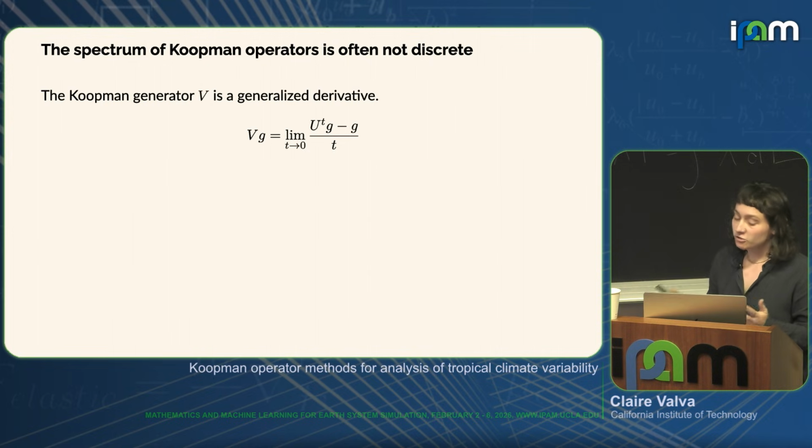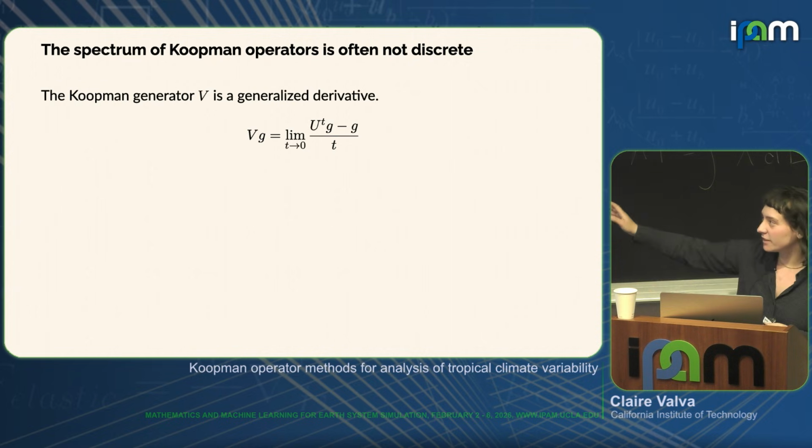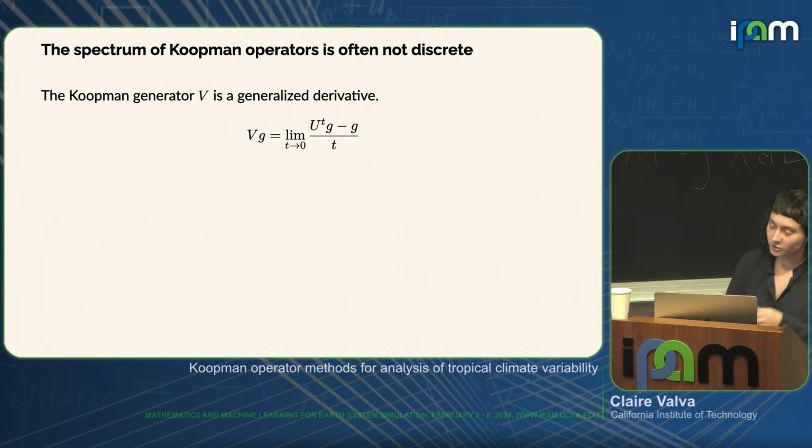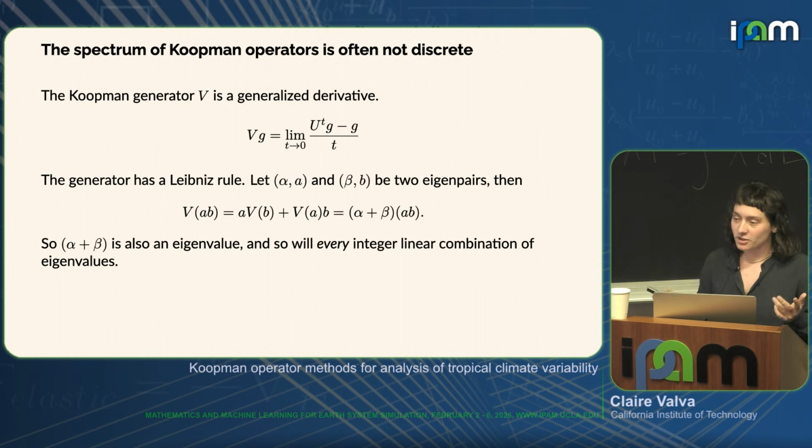So the first issue with going from finite dimensional linear operators to infinite dimensional linear operators, specifically the Koopman operator, is that the spectrum isn't often discrete. It's often not discrete, even if it has all of these nice point values that come with a sum. So recall that our Koopman generator looks like some sort of generalized derivative. It actually is a generalized derivative called a derivation. And so it's going to have a chain rule.